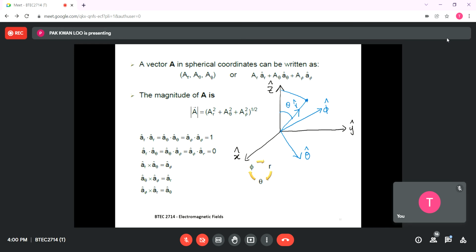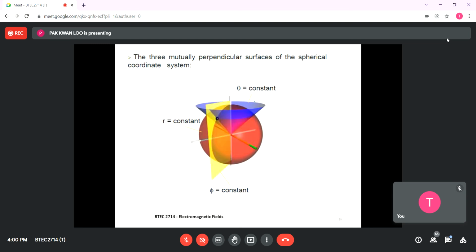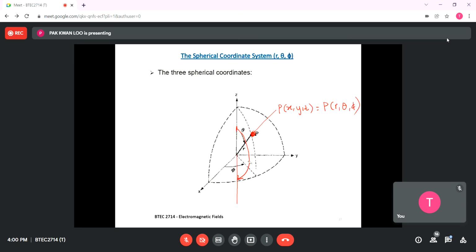Because if we go back to, let's say, this diagram here. If this is your point here, and we are moving at a constant length r, if this point is moving to this point here, okay, so here to here, it is pointing in the theta direction. So therefore the direction seems that it is going down. So this is theta cap direction, okay.